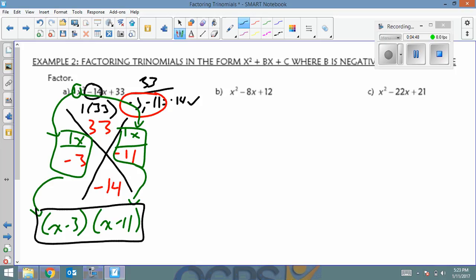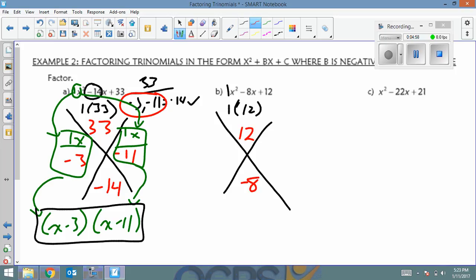Okay, let's try the next one. Again, it's going to be 1 times 12, first number times the last number, which gives me 12, negative 8 in the bottom. So we need two numbers that multiply to get 12, but add to get -8. So let's try -2, -6. That works. So we write those on the side.